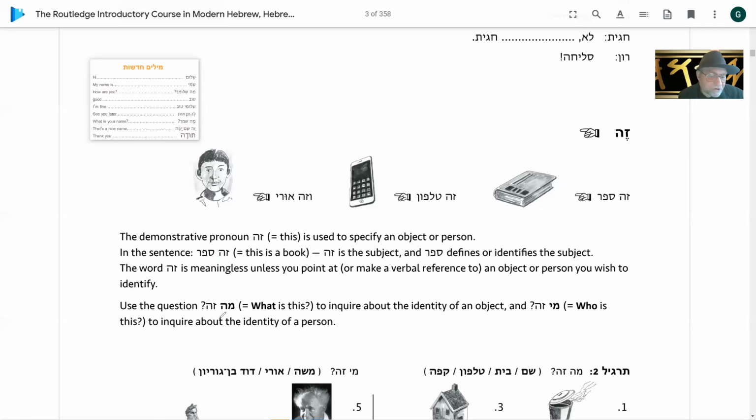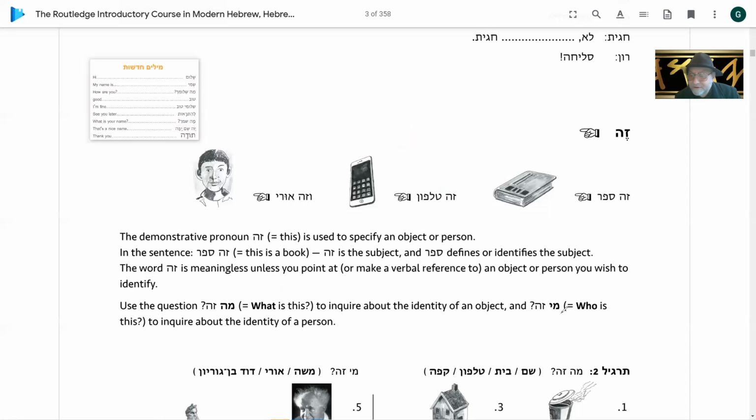Okay, so use the question ma zeh. So we know that ma means what, and zeh means this. So basically you're saying, what is this? You could say in a question format, ma zeh. You could say, pointing to this right here, to someone, ma zeh, and then the other person that you are speaking to would respond, zeh telephone. Okay, and they would show that iPhone that they have. So this ma zeh is to inquire about the identity of an object.